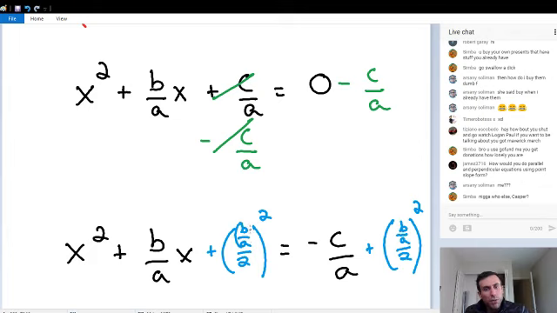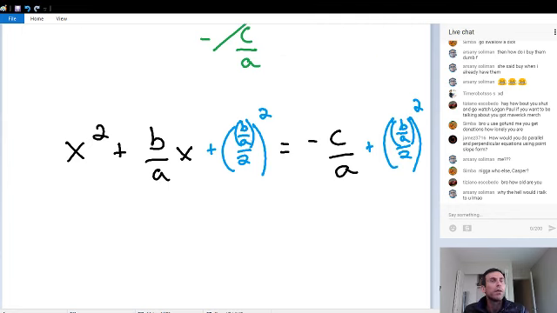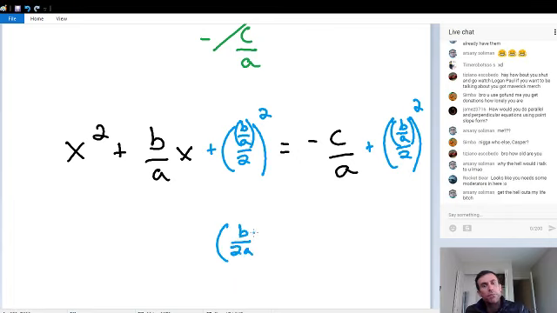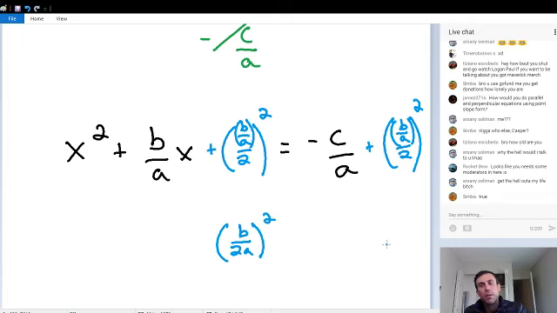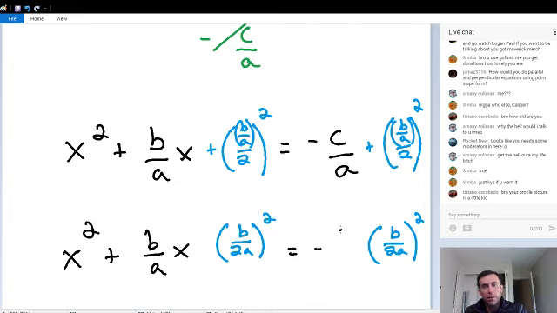So notice how we have a fraction within a fraction. We have b over a divided by 2. All right, so let's simplify this even further. b over a divided by 2 is just equal to b over 2a. And everything else is going to stay exactly the same. So we have x squared plus b over a x, and that's equal to negative c over a.